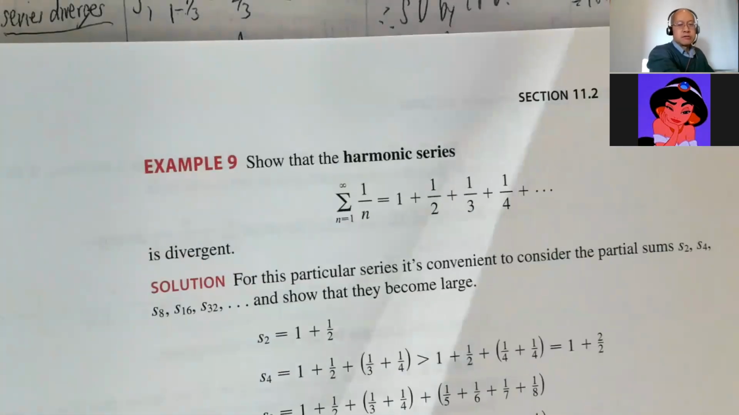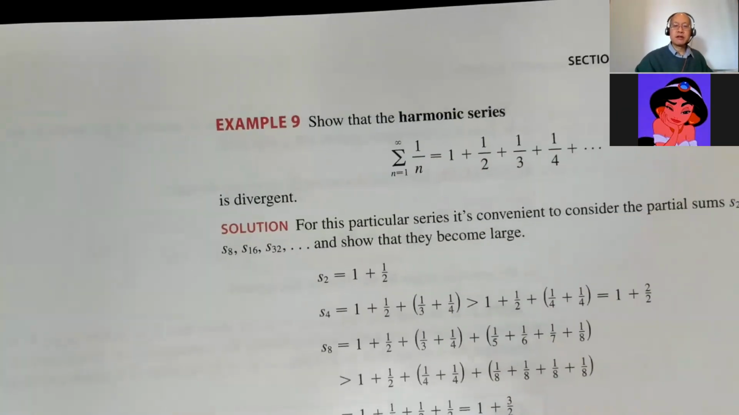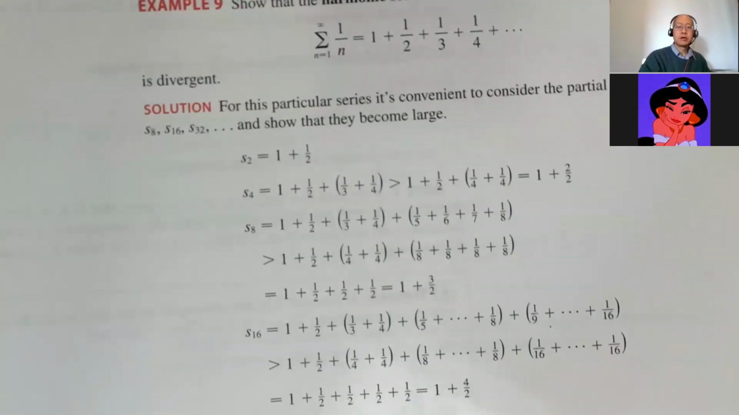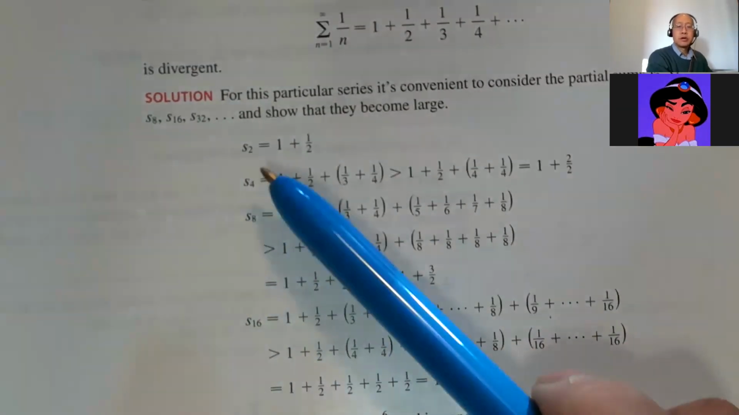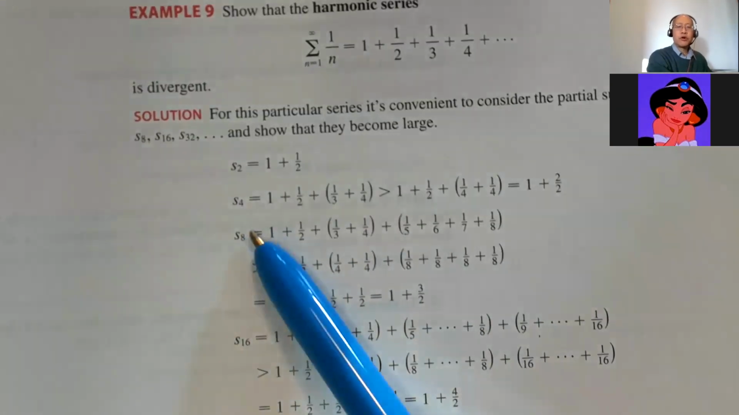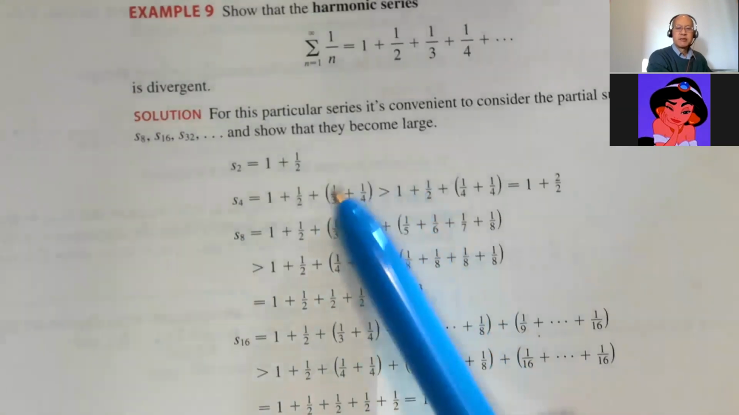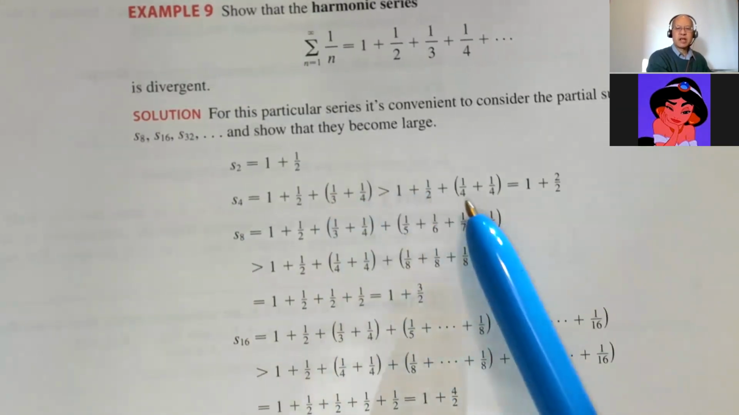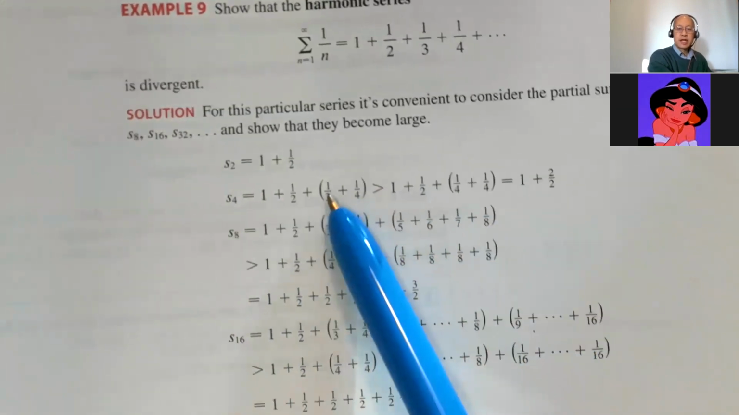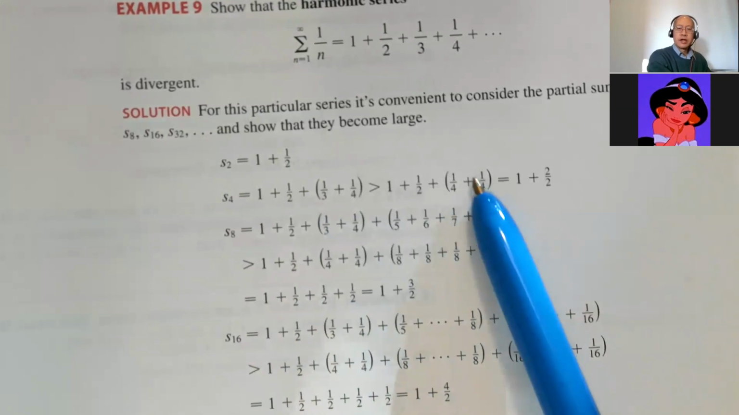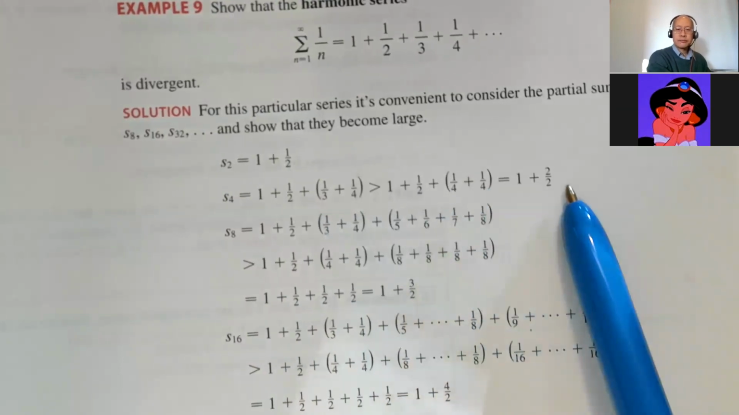Okay, so I'll try to show you a little bit of the outline. Here are some partial sums. S2 is 1 plus a half. S4 is 1 plus a half plus this. That's bigger than 1 plus a half plus a fourth plus a fourth. They replaced that 1/3 with 1/4. 1/3 is bigger than 1/4. Essentially, they've added another half.